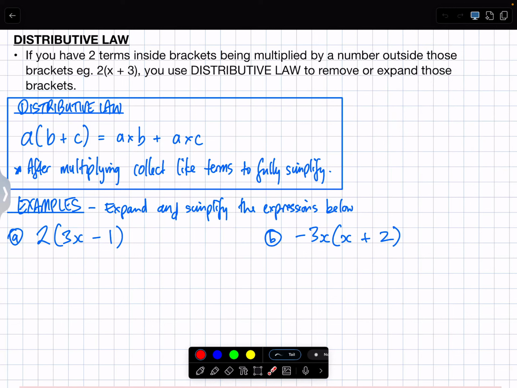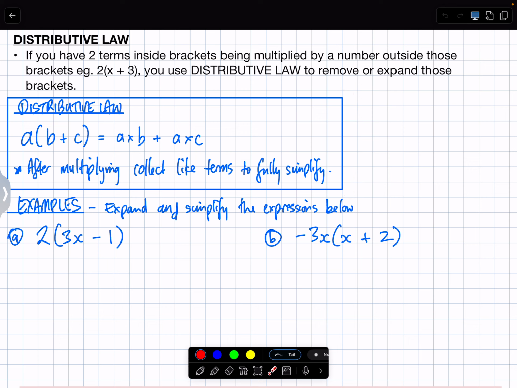We need to start off reviewing distributive law. If you have two terms inside a set of brackets being multiplied by a number outside those brackets, for example 2 times by x plus 3 in brackets, what do you do? You use distributive law to remove or expand those brackets. So this is what could go on your cheat sheet.